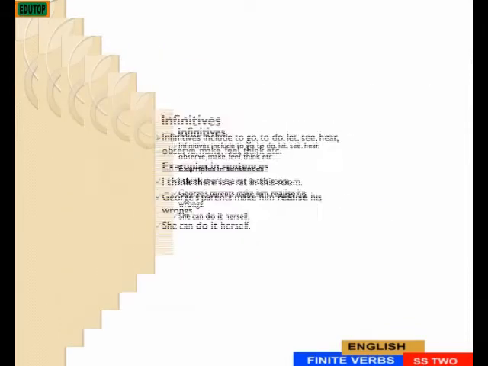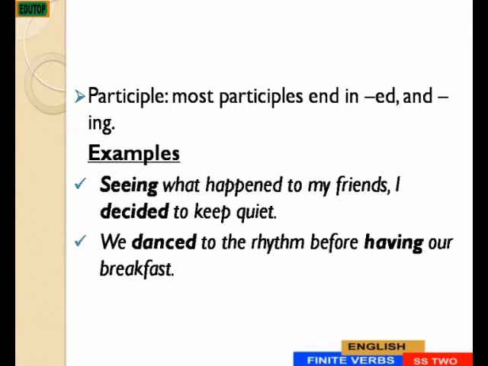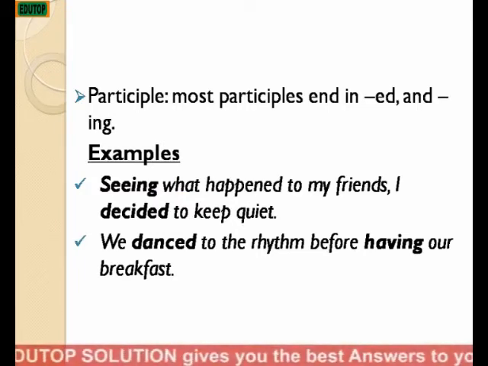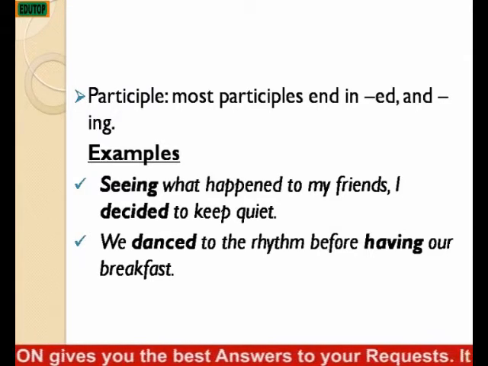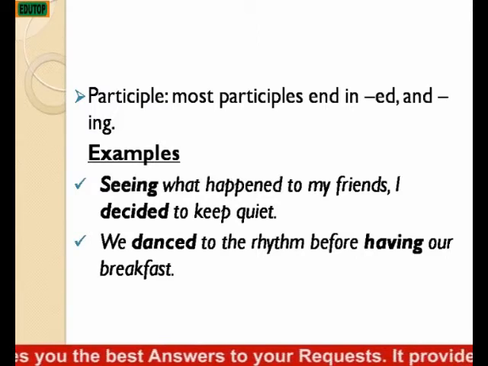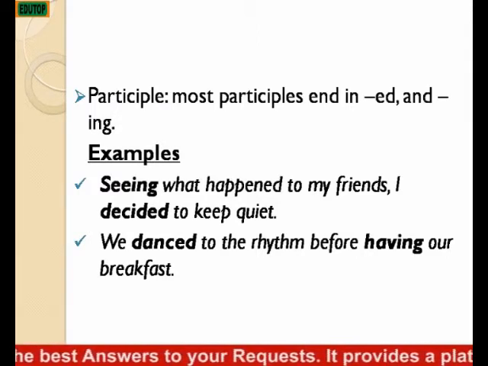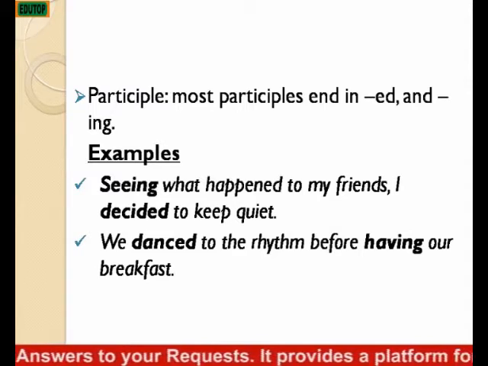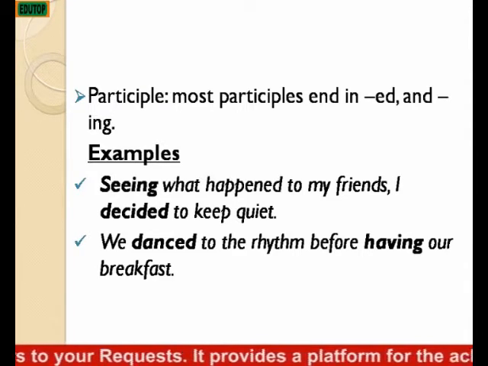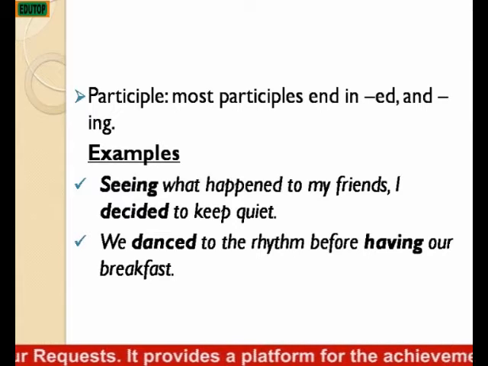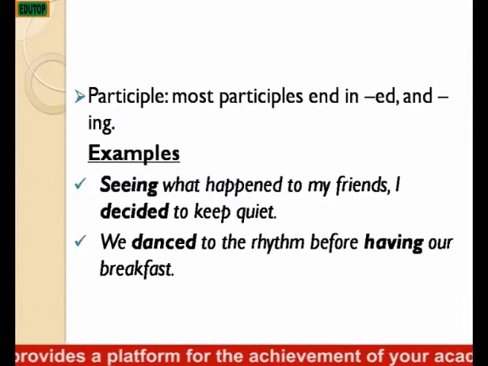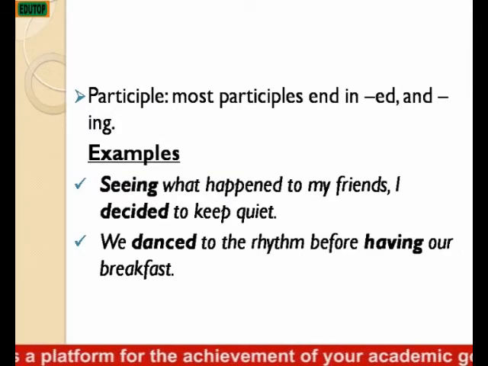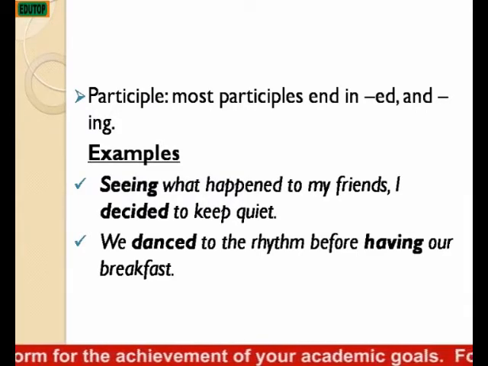The third category is the participle. Participles are mostly adjectives that end in ed and ing. Examples: seeing what happens to my friends, I decided to keep quiet. Seeing there is underlined as a gerund, then decided is underlined as the participle, the past form of decide.